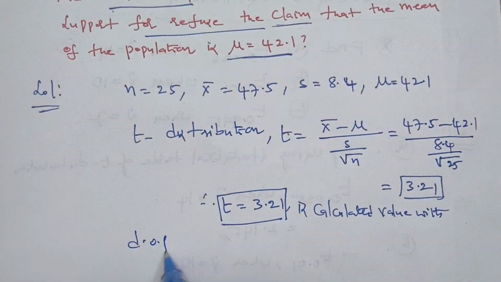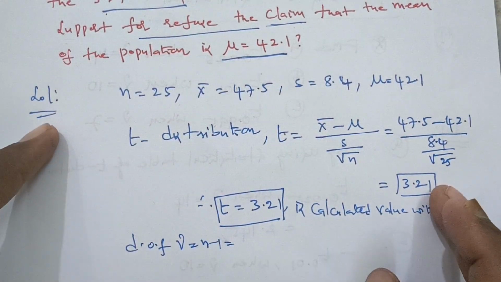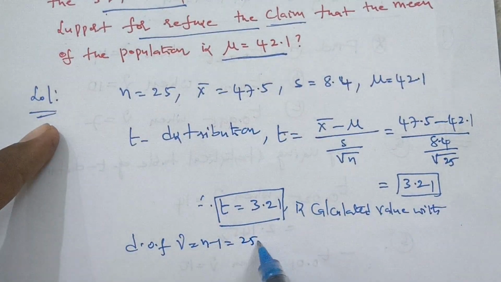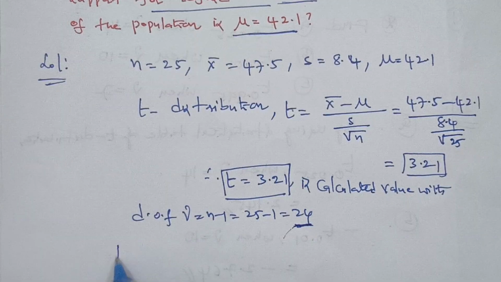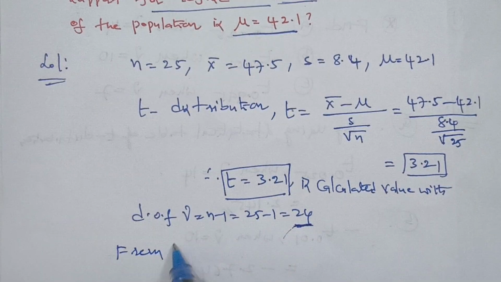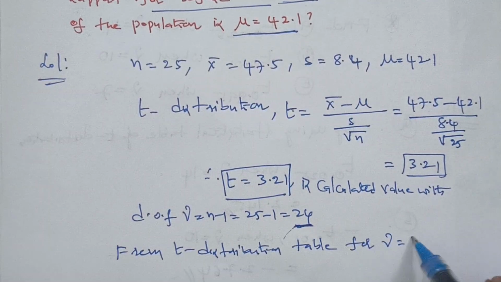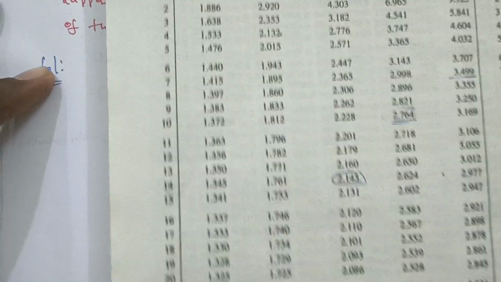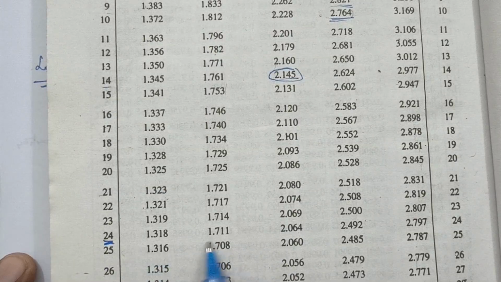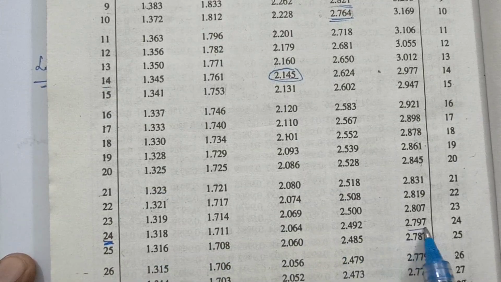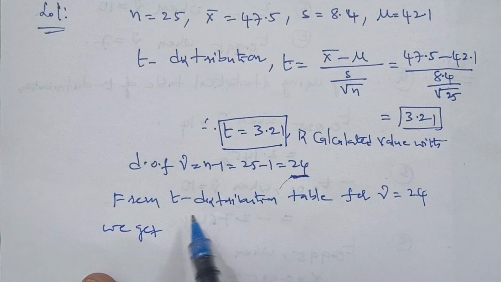With degrees of freedom, what is the degrees of freedom formula? Nu equals n minus 1. Here n is 25, minus 1 is 24. Now we need to find the tabular value for degrees of freedom 24. So look at the t distribution table here. On the 24th row, the last value is 2.797.